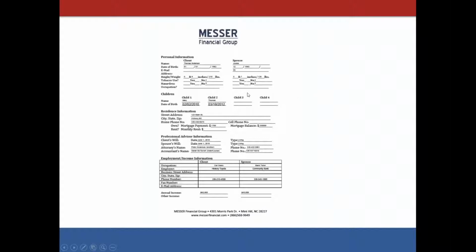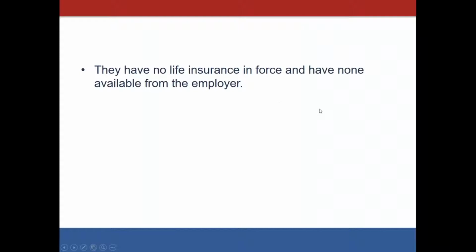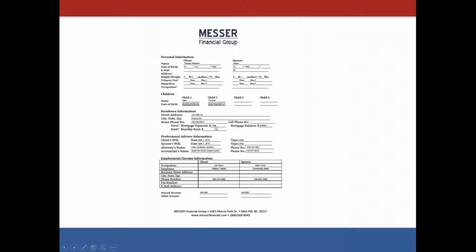And we've got their height and their weight. Again, we've got the information on the children, their names, and their actual dates of birth. We've got their home address, home phone number. We have asked them some basic financial information. We did discover that mortgage, about $250,000, to which they have a responsible debt of about $1,700 a month.